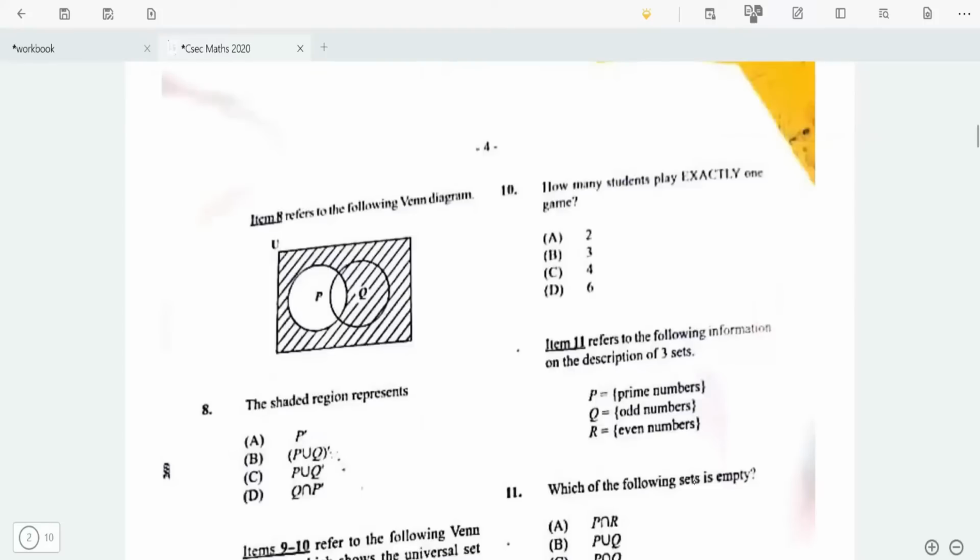Number 8, what does the shaded region represent, or the area shaded? The area shaded is everywhere outside of P. Everywhere outside of P is P complement.